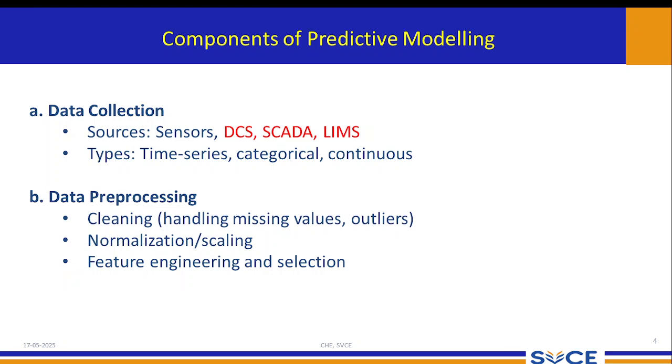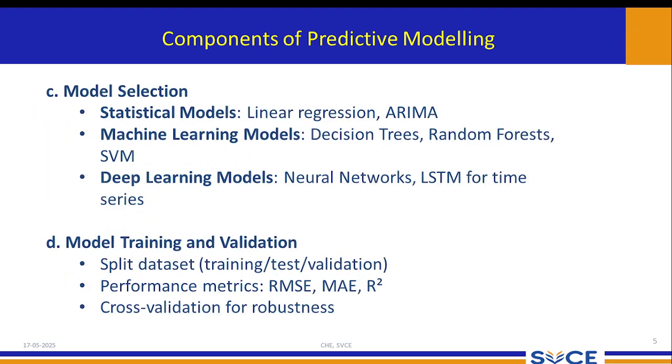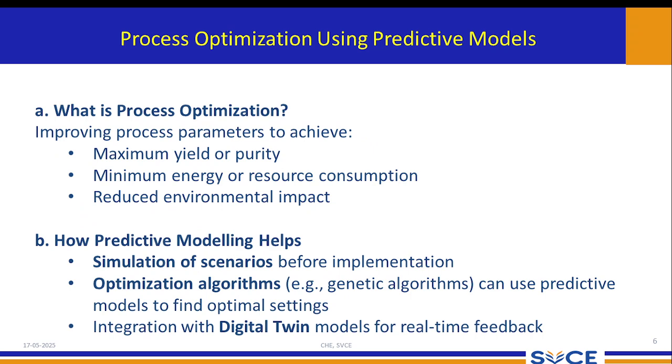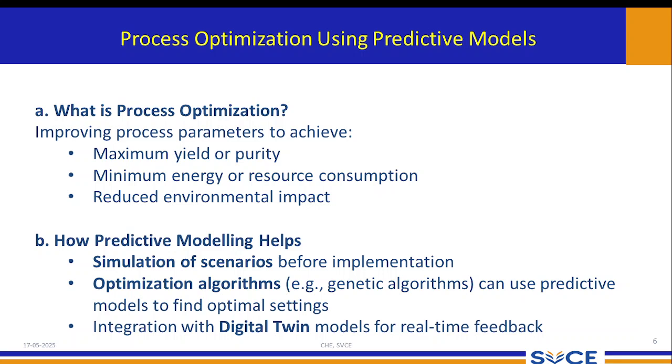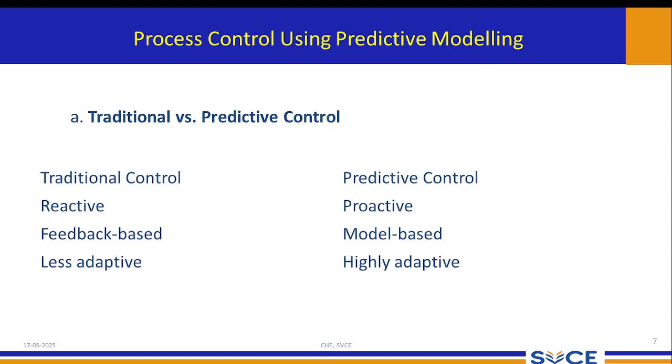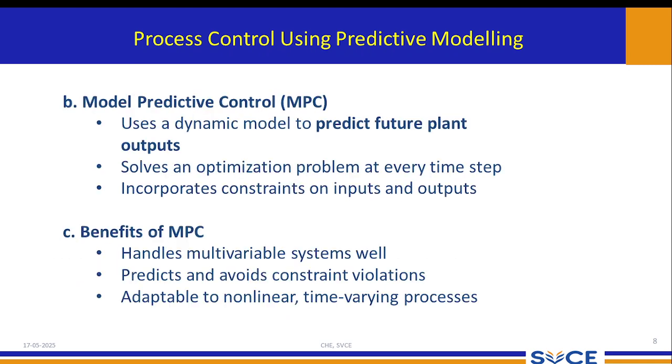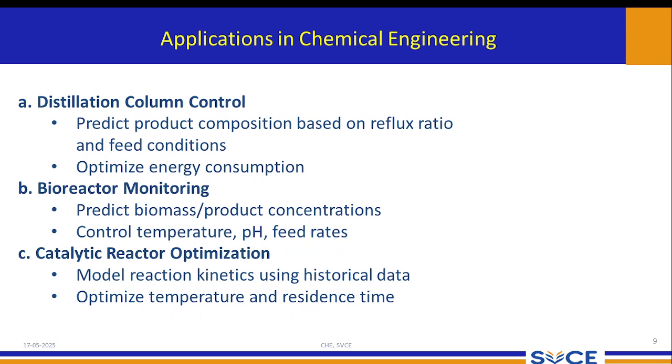And what are the components of predictive modeling? One is data collection, then data pre-processing, model selection, and model training and validation. These are the four important components. Coming to process optimization using predictive models: what is process optimization, and how does predictive modeling help? We also had a comparison between traditional and predictive control. Coming to process control using predictive modeling, we have model predictive control, the benefits of model predictive control, and its application in chemical engineering, which we have gone through.